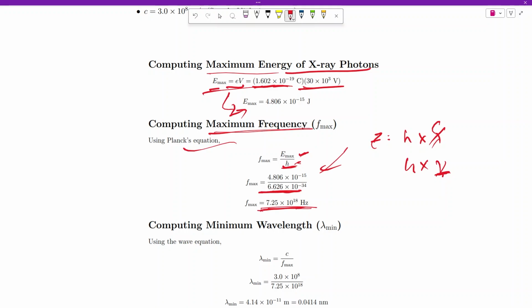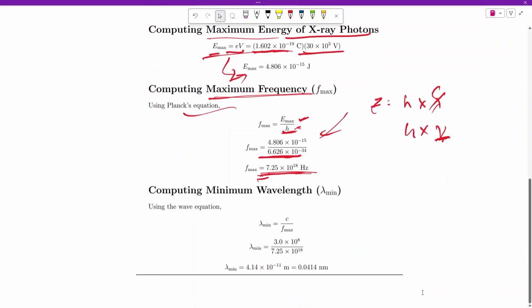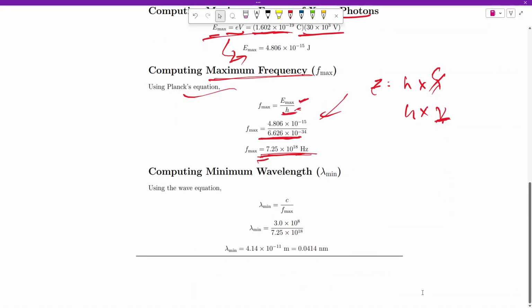Now computing the minimum wavelength for this corresponding frequency, we can use this expression of the speed of electromagnetic radiation, that is c equals lambda times frequency. We have calculated the frequency from the above expression. So we will substitute the value of frequency, and we know the value of the speed of electromagnetic radiation, that is 3 into 10 to the power 8 meter per second. So we can calculate lambda minimum over here. Calculating this, we will get a value of 0.014 nanometer.